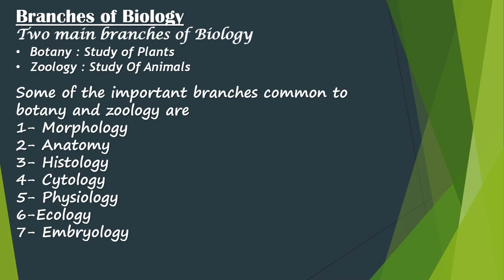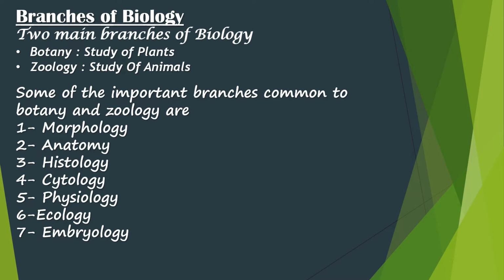Now, what is morphology? This is the branch that deals with the study of external structural characteristics of plants and animals. External structures means the shape of the leaf, the presence of fur or hair on the skin of the animal, the color of the skin of the animal, the color of the flowers of the plants. This is what the morphological characters are.